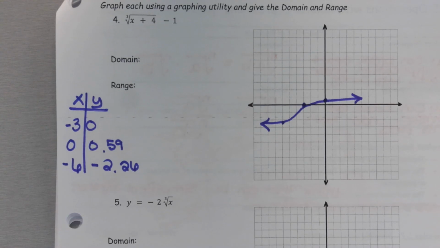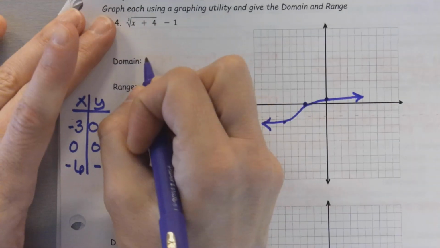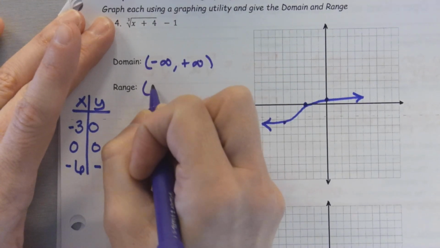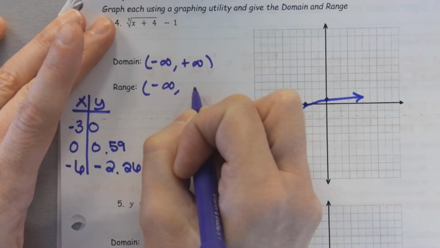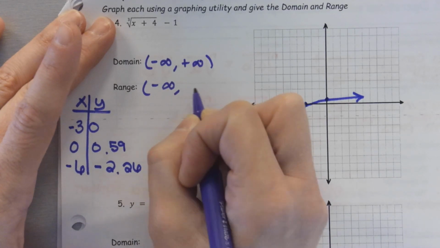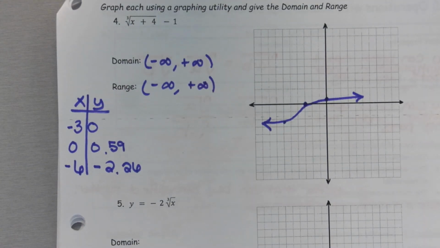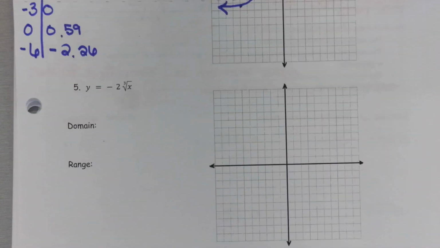And do I even really need to think about the domain and range? No, because it's all real numbers for both. Negative infinity to positive infinity. Negative infinity to positive infinity. Okay, so that's nice for that part at least. Okay, let's try the next one.